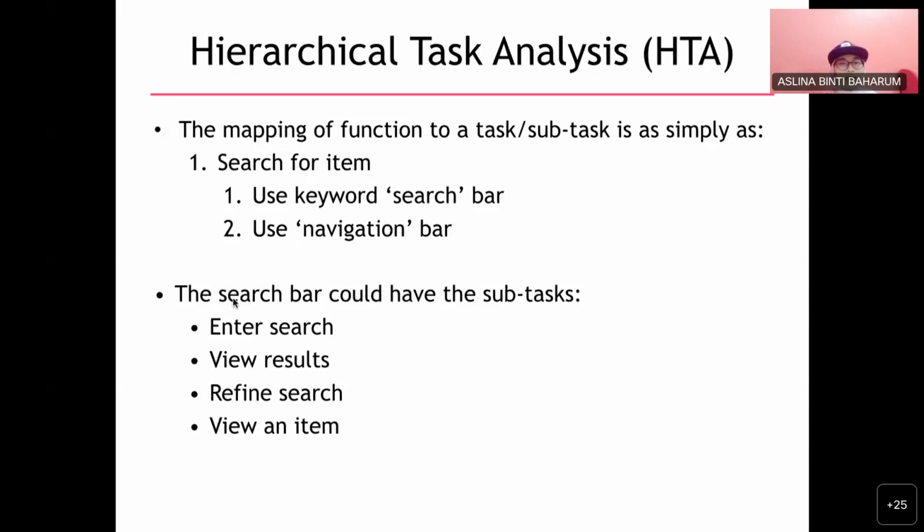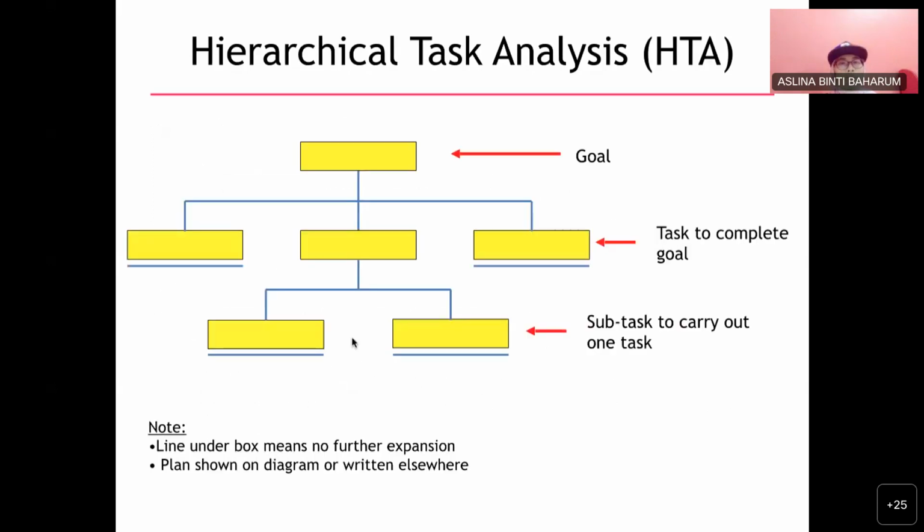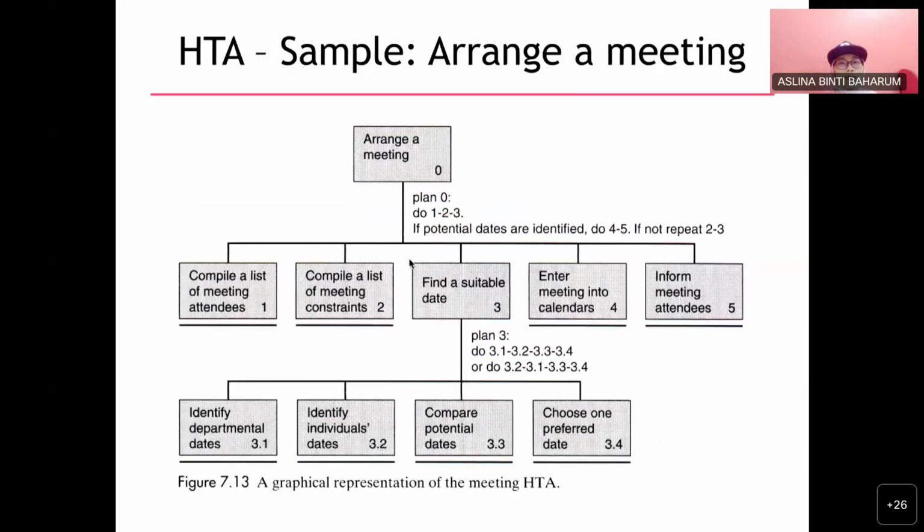And then the search bar could have subtasks. If you choose number 1, you have to enter the search, view the result, refine the search, and view again. All right. So this is another example using HTA. You have your goal at the top, tasks to complete the goal, and then subtasks to carry out one of the tasks.